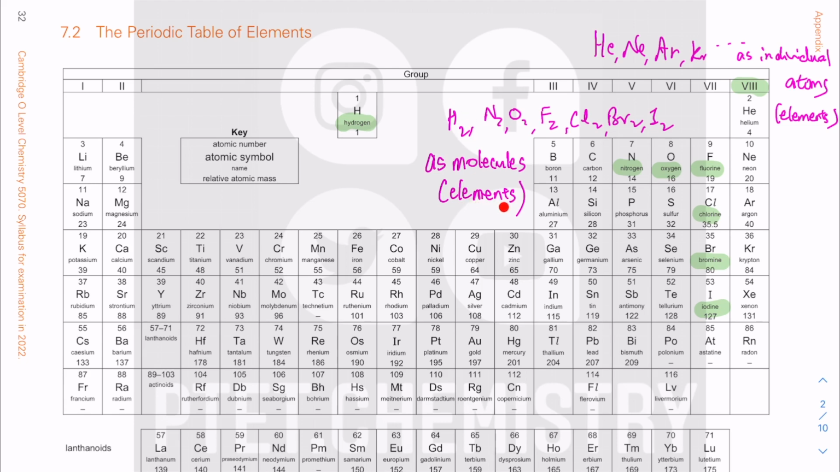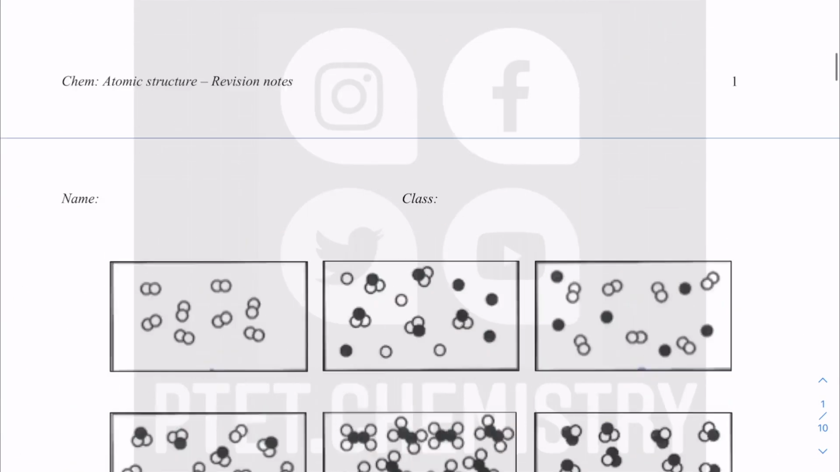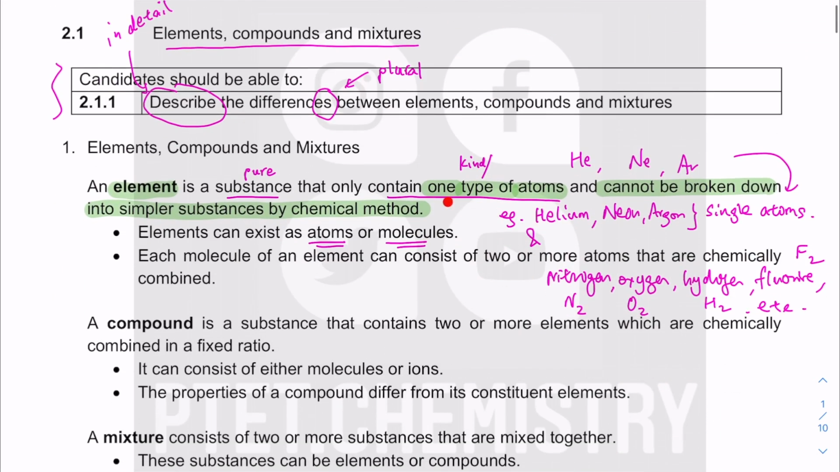Elements contain only one type of atom. As long as the atoms are the same, you are called an element. It's not a compound because the two hydrogen atoms are the same, the two nitrogen atoms are the same, and so on and so forth. They can, however, exist as atoms or molecules. Each molecule of an element can consist of two or more atoms that are chemically combined. So as I mentioned earlier, N2, O2, H2, etc.